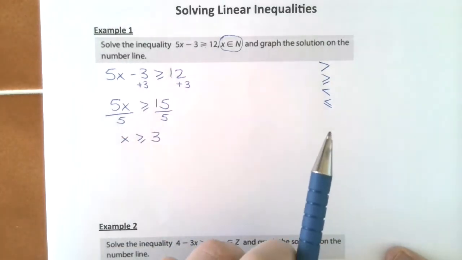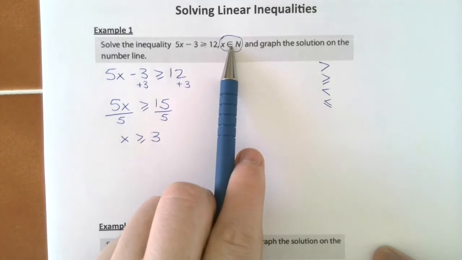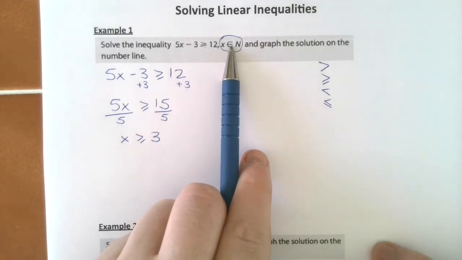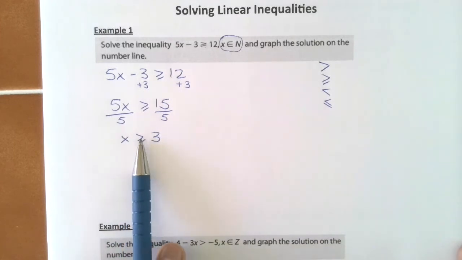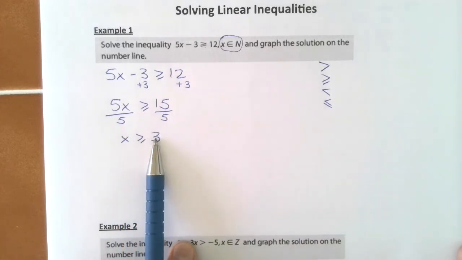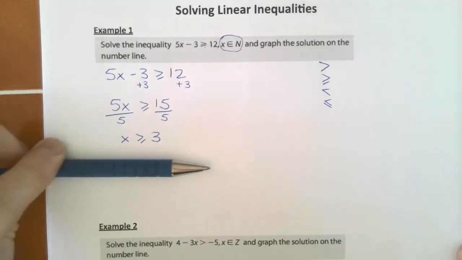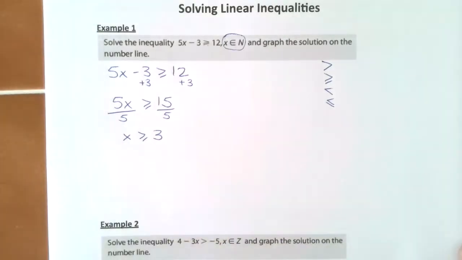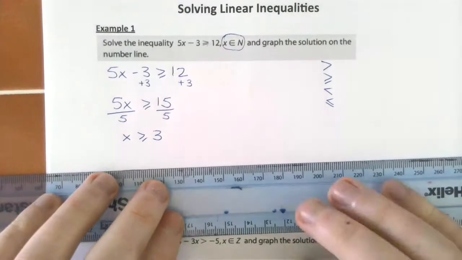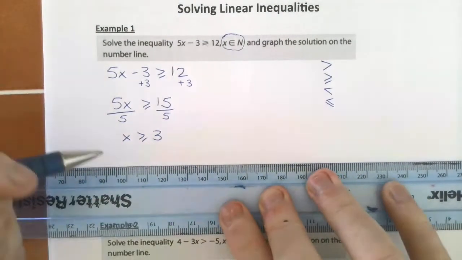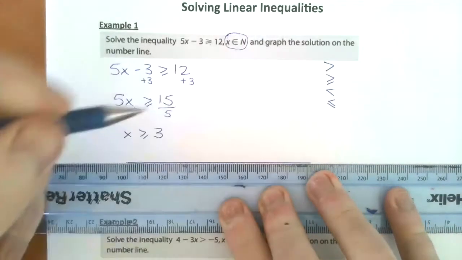Now going back to the two pieces of information from the start, it says first of all that x is an element of N. So the natural numbers here are positive whole numbers. We know that x is going to be greater than or equal to 3. So if it was a number line, you would know it goes in that direction. And then it says graph the solution on a number line. So I'm going to draw out my number line first of all.